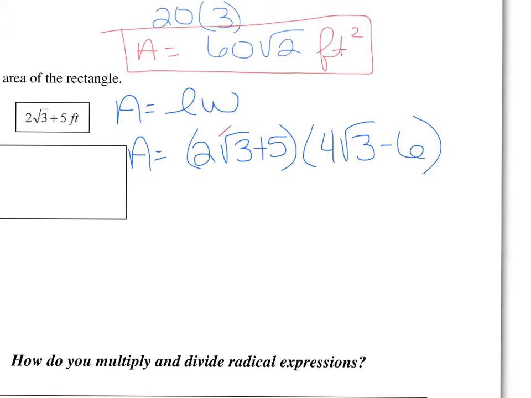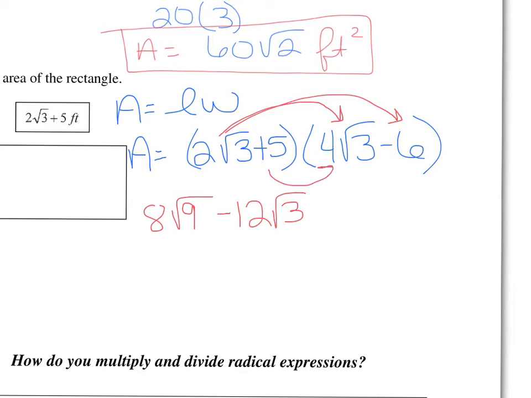So we need to multiply this term times this term. Outside is 2 times 4. Inside is 3 times 3. And then this times this. Outside is 2 times negative 6. Inside is just negative square root of 3. And then this times this. Outside is 5 times 4. Inside is square root of 3. And this times this will be 5 times negative 6 is negative 30. And we're going to simplify. The square root of 9 is 3, so 8 times 3 is 24.